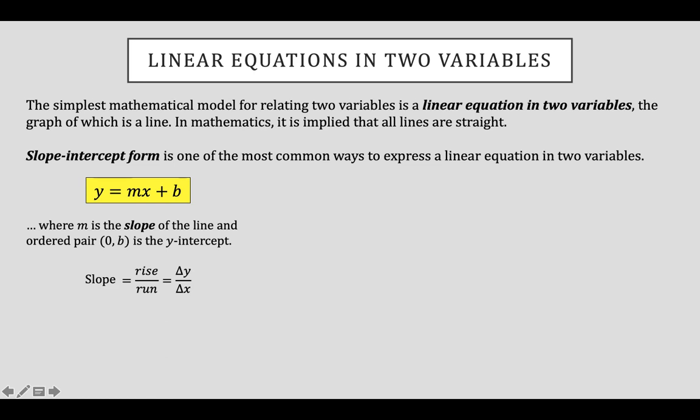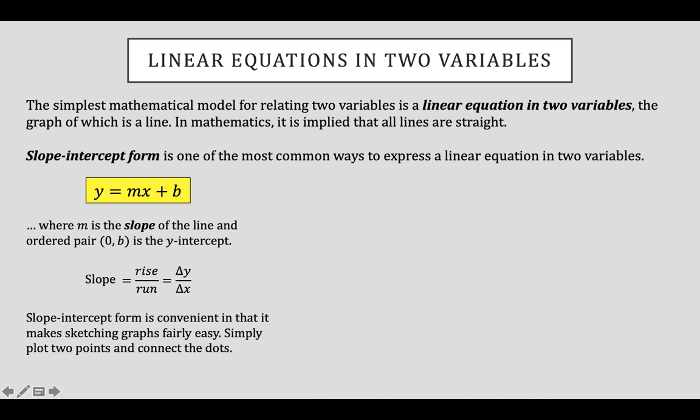The slope of the line is equal to the rise divided by the run. To find slope, we need to determine the change in the y values divided by the change in the x values. That triangle there means delta, which means change in mathematics. That's delta y over delta x. Change in y over change in x is how we get our slope.